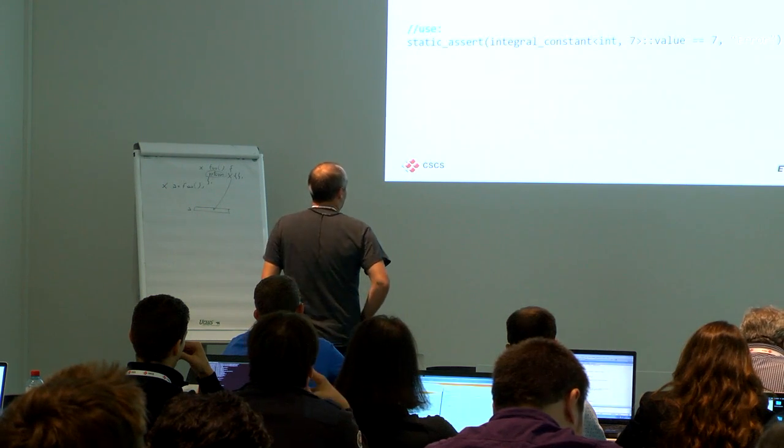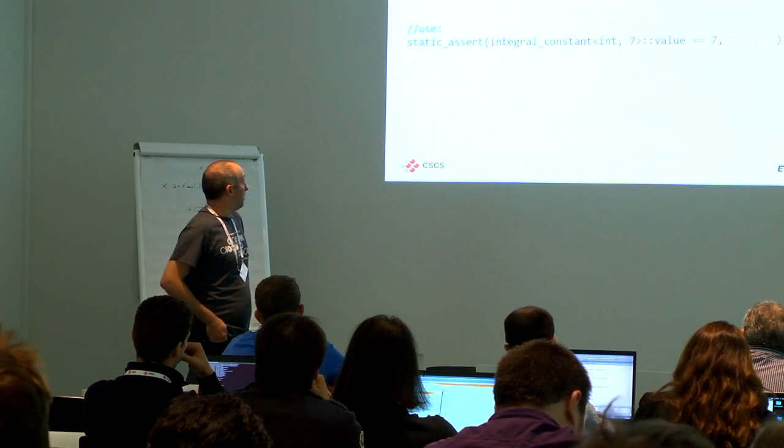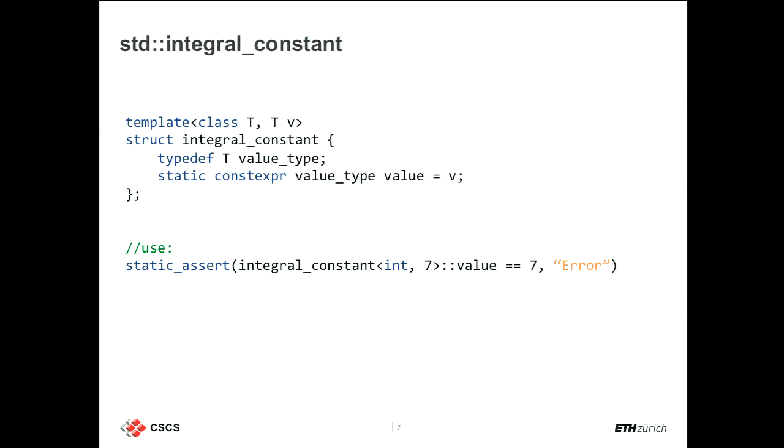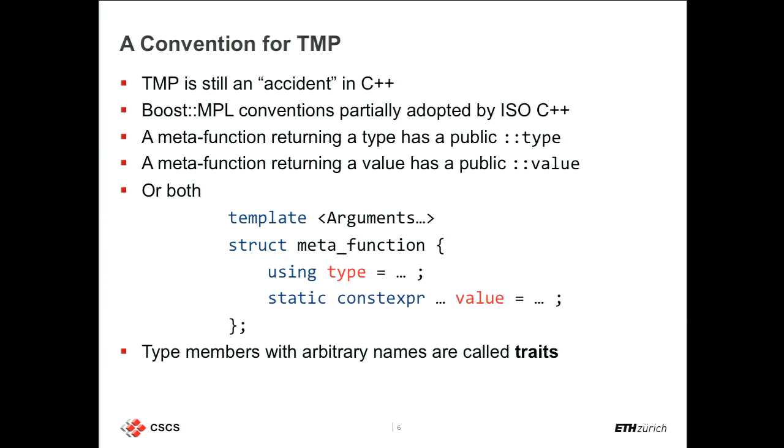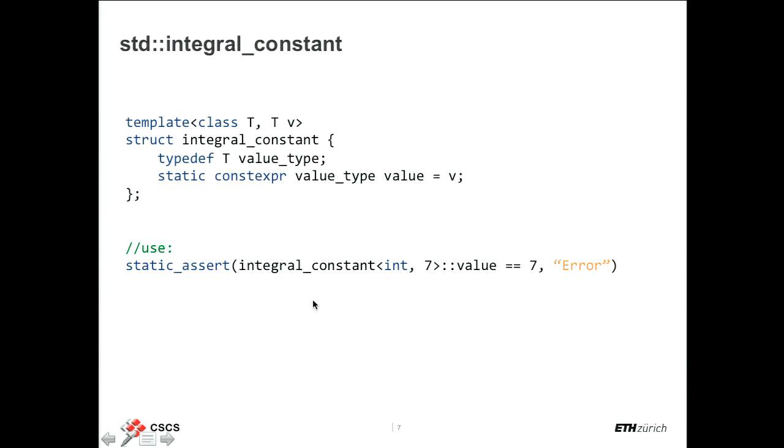One example is what we saw yesterday: an integral constant. When I say I want my integral constant of type integer, and with the value 7, then I have my integral constant, which takes the type that I want my integral constant to be, and the value.